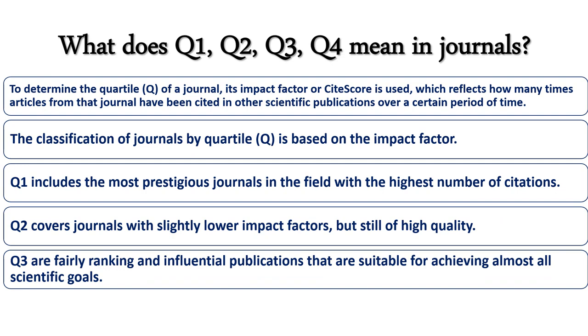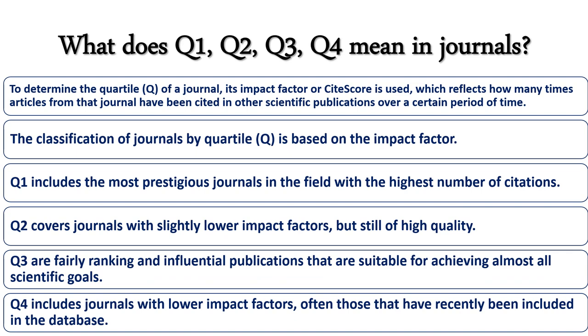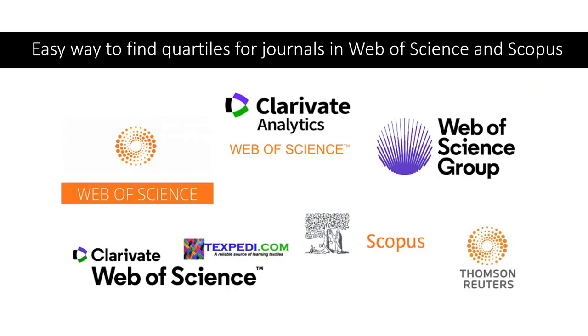Then we have Q3. Journals in the third quartile have lower citation impact compared to Q1 and Q2 journals, and they represent the next 25% of the journals in terms of citation impact, so roughly 50% to 75%. And the last one, Q4: journals in the fourth quartile have the lowest citation impact within the subject category. They represent the bottom 25% of journals in terms of citations and are considered to have less influence compared to Q1, Q2 or Q3. So these are the four quartiles of the journals.